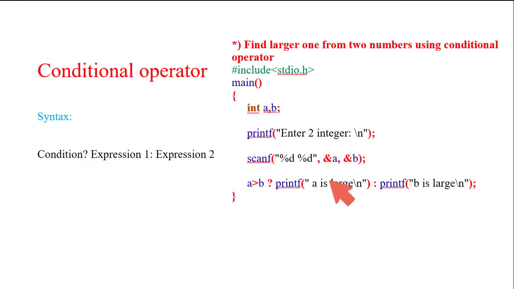Say we want to find the larger one between 2 numbers using conditional operator. So this is the conditional operator I have used here. What is the condition? A greater than b. This is the condition. Means if this condition is satisfied, then print a is large. If this condition is not satisfied, then print b is large.